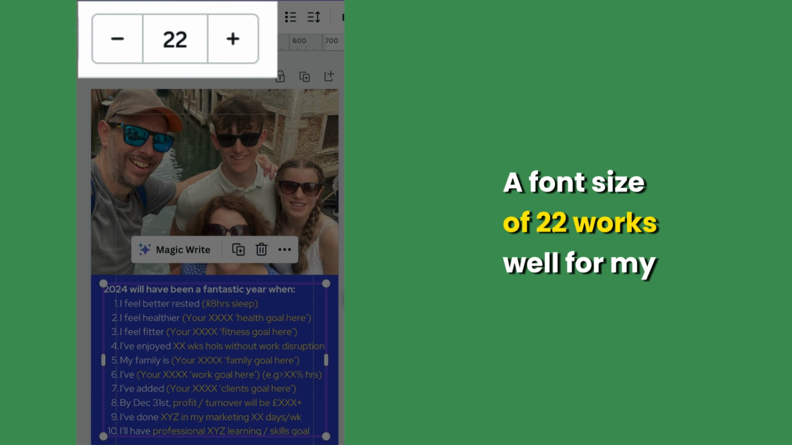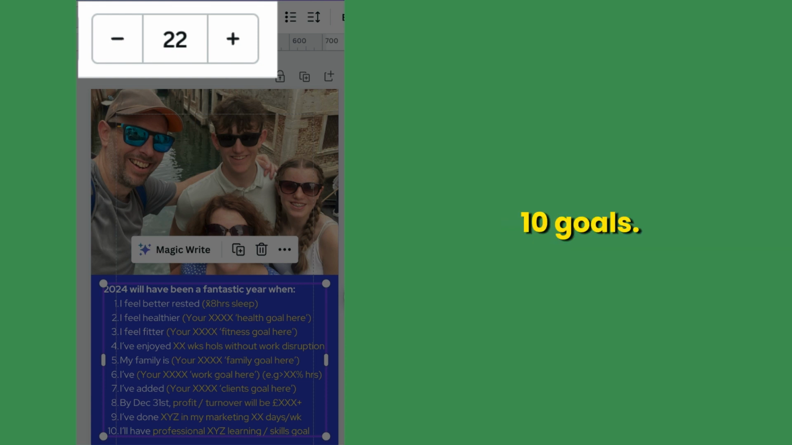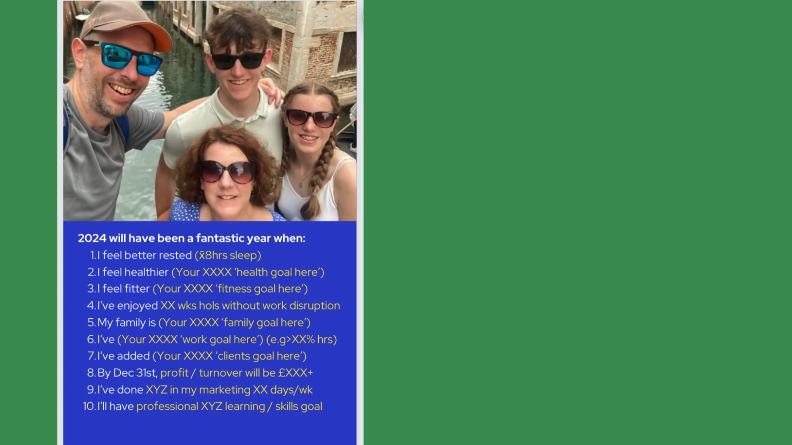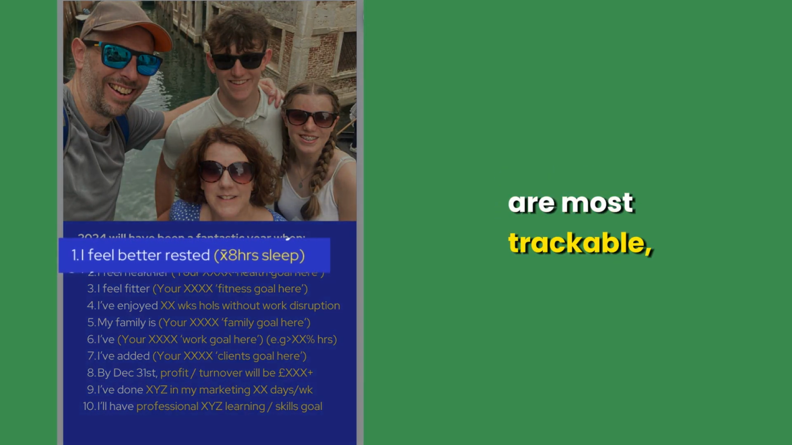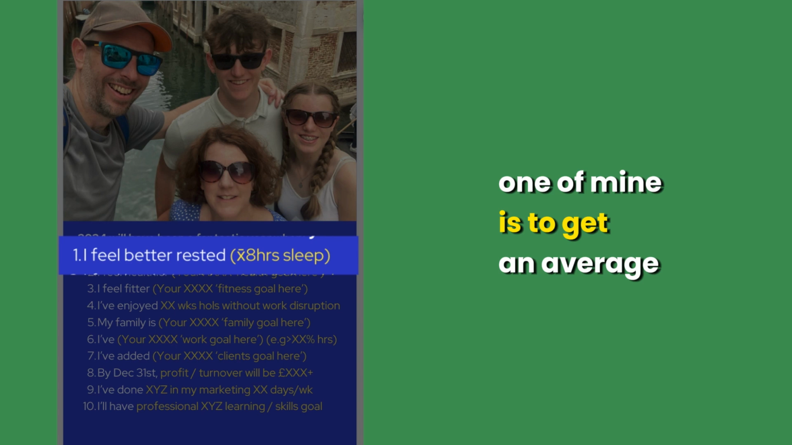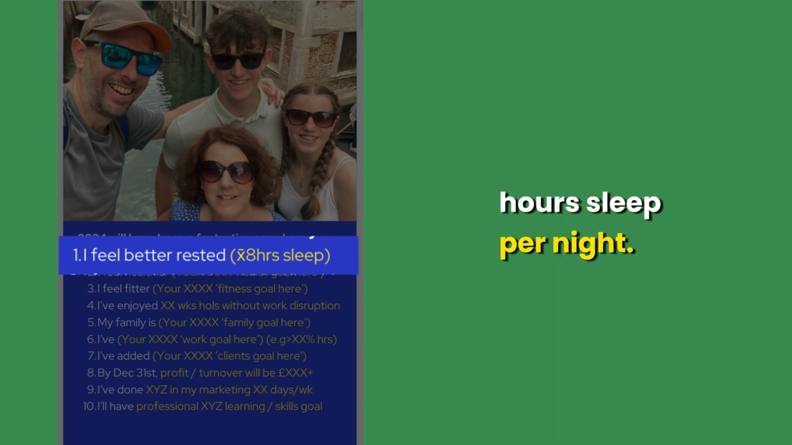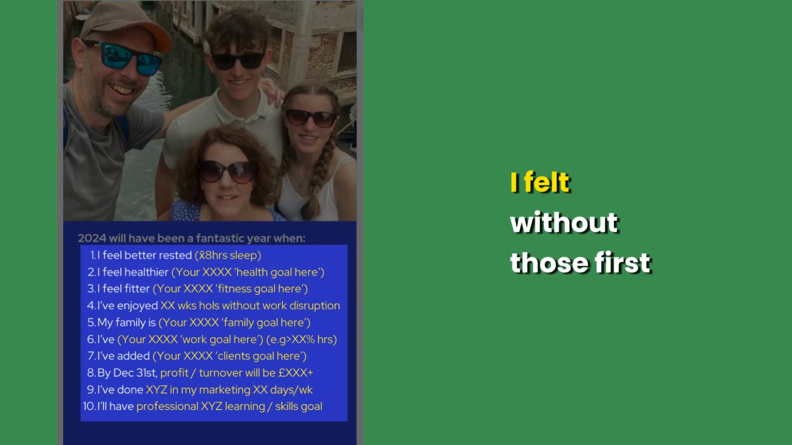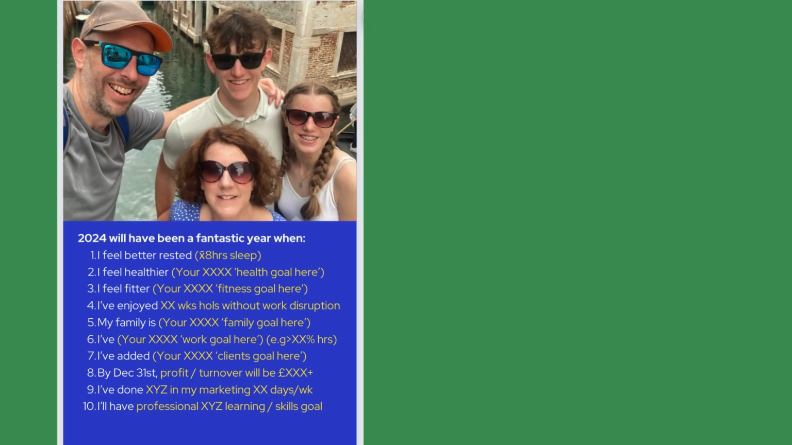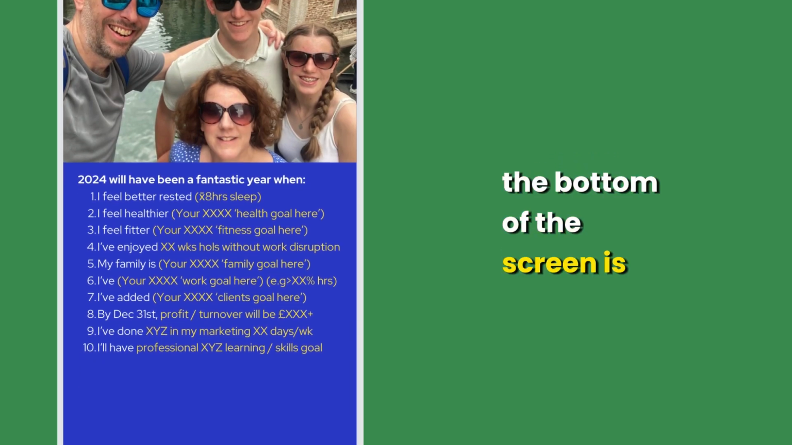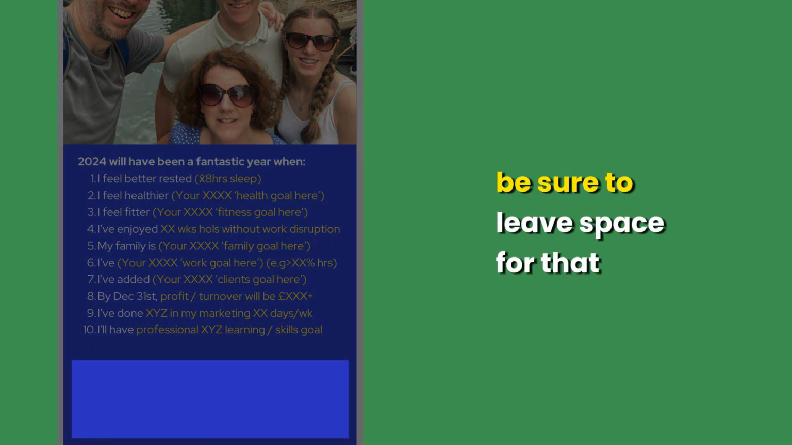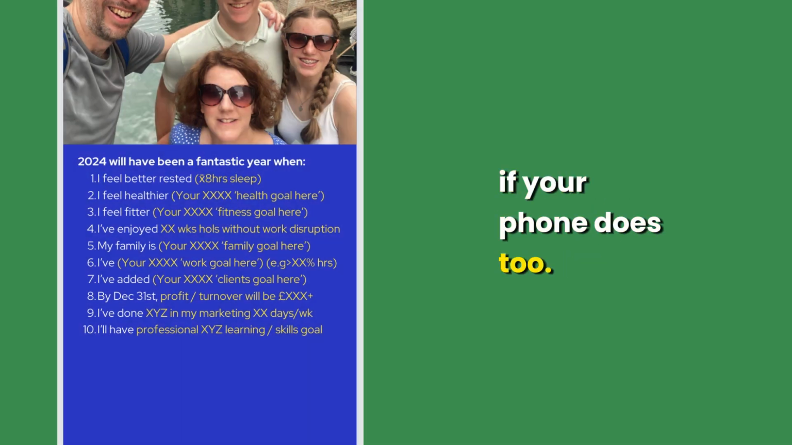A font size of 22 works well for my 10 goals. Try to keep each goal to one per line. Goals that are measurable are most trackable. For example, one of mine is to get an average of 8 hours sleep per night. I put health and family goals before work ones. I felt without those first two, the work ones feel a lot less important. On my iPhone, the bottom of the screen is space for 4 app shortcuts. So on your Canva design, be sure to leave space for that if your phone does too.